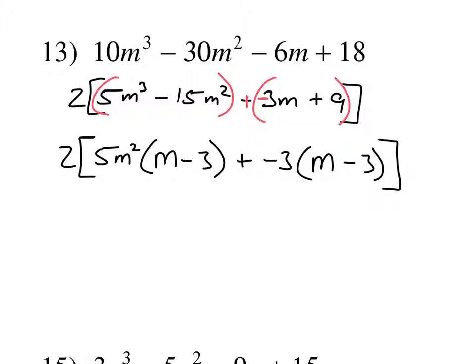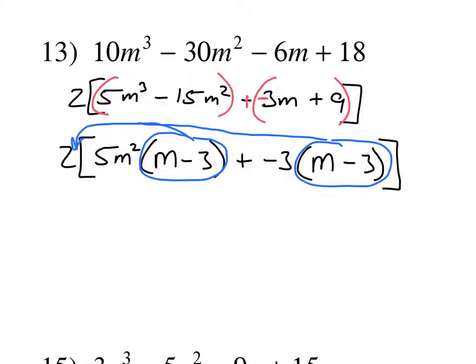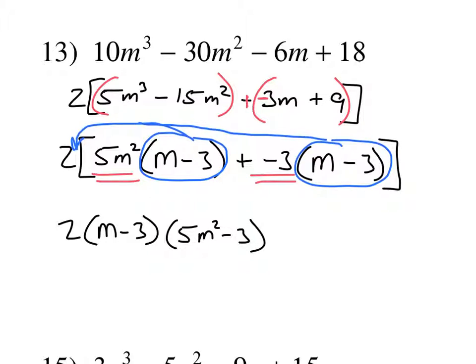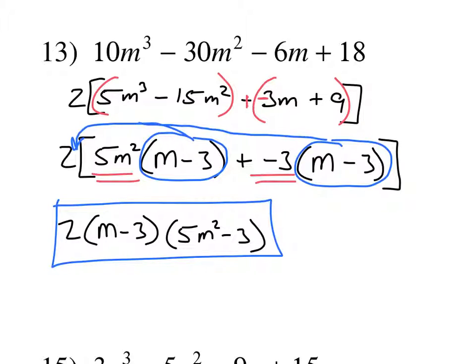Okay, now again, this is that big situation. We have the big binomial going on here. I have a common factor of m minus 3, and I want to grab that and factor it out in front. It's going to sit right next to that 2 that's outside the brackets. So I have 2 times m minus 3 times, well, now what's left inside that binomial? 5m squared minus 3. Okay, 5m squared minus 3.